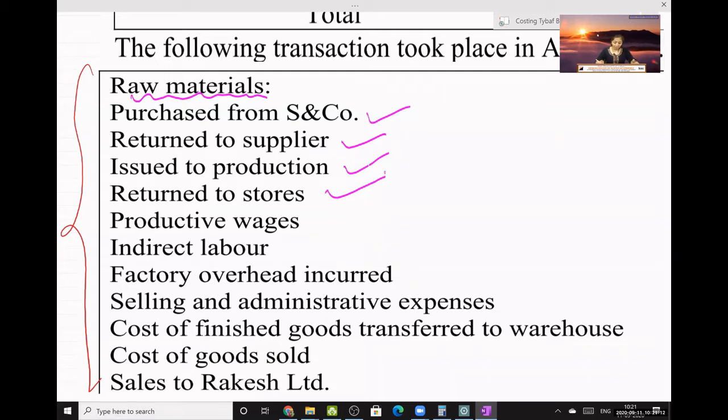Am I clear? I repeat, purchase from SN company means credit purchase entry. Return to supplier means purchase return entry. Issued to production means raw material issued to production. And fourth one, return to stores. ये वाला. Return to stores means raw material issued for production is returned. Am I clear? Acknowledge it in the chat box. समझ में आया? So raw material में भी चार transactions है. Okay? Yeah.